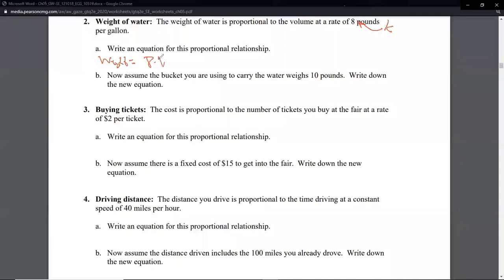Gallons is a type of volume. If you wrote weight equals 8 times gallons, that's okay, but I might prefer something like pounds equals 8 times gallons, because then they're both talking about units and not one is a label and the other is units. Or you could just go W equals 8V, as long as you establish somewhere that W is weight and V is volume.